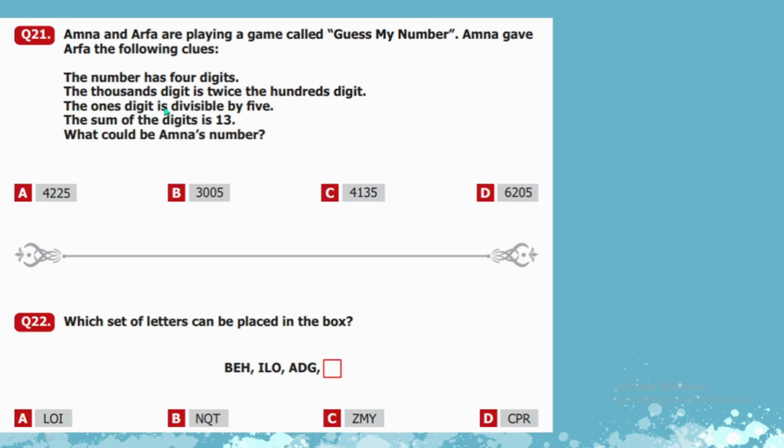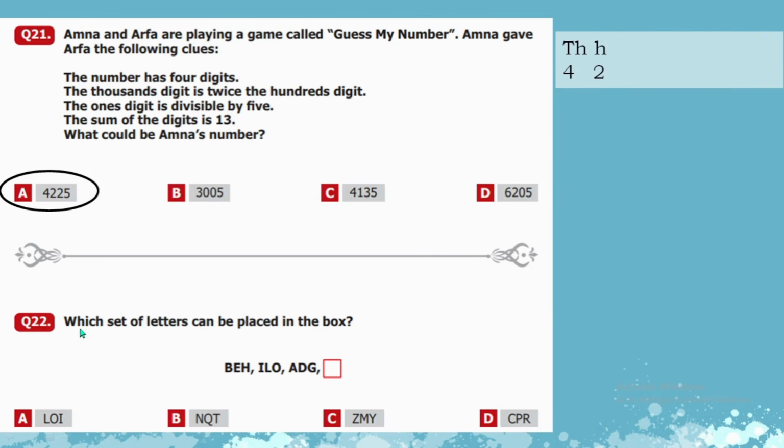So verify the other conditions as well. The ones digit is divisible by 5. All the options, the units place of all the options, is divisible by 5. The sum of the digits is 13. So we have 3 numbers over here, A, C, and D. Their sum of the digits is 13. But according to the second criteria, the 1000 digit is twice the hundreds digit. Only A is the number which can be our answer here. So A is the correct option.